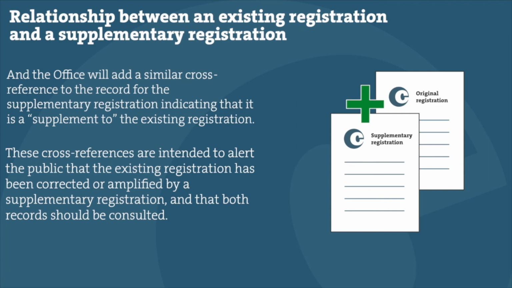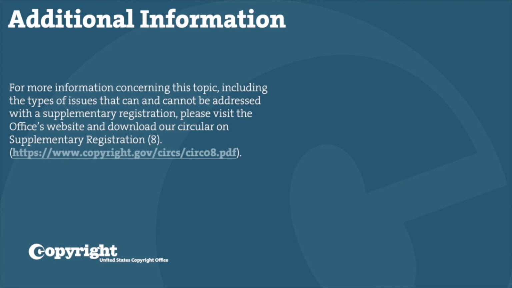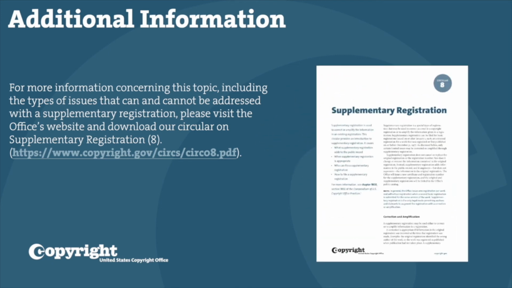These cross-references are intended to alert the public that the existing registration has been corrected or amplified by a supplementary registration, and that both records should be consulted. Additional information. For more information concerning this topic, including the types of issues that can and cannot be addressed with the supplementary registration, please visit the office's website and download our circular on supplementary registration number 8.